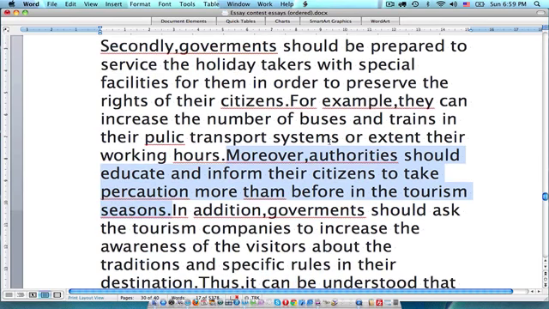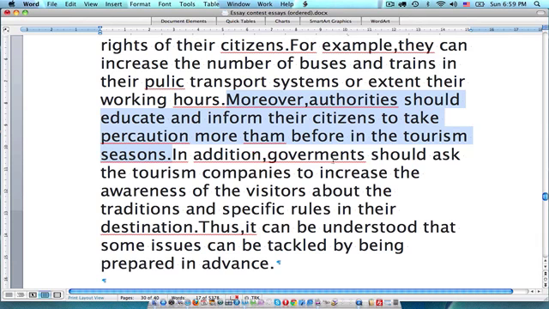Okay, and then, so what's going on here? Another example. In addition, governments should ask the tourism companies to increase the awareness of visitors about the traditions and specific rules. So why is that? You need to tell us. You need to explain, why is this an important thing? How would this help solve the problem? How does this link back to the thesis?